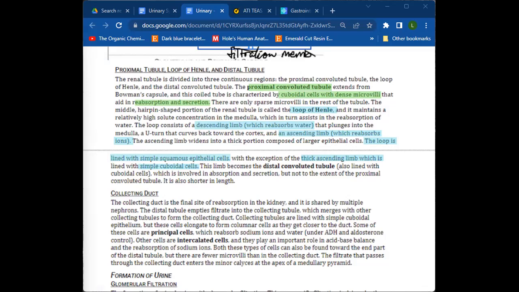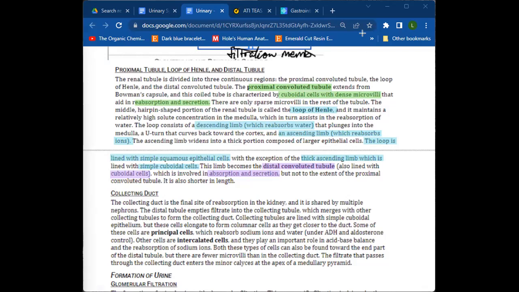Okay, then after that, we have the distal convoluted tubule. It also has lots of cuboidal cells. It's also going to help with reabsorption and secretion, but just not quite as much as the proximal convoluted tubule. Proximal convoluted tubule has tons of reabsorption and putting things back into the bloodstream.